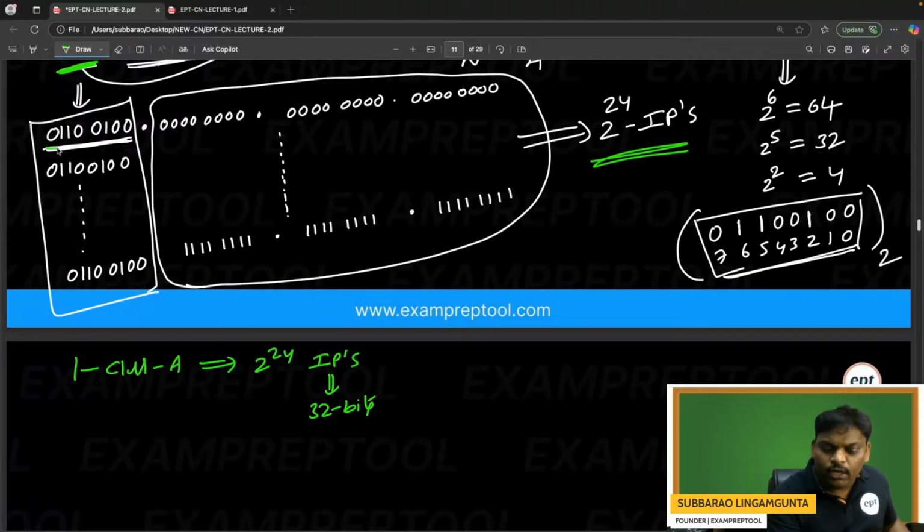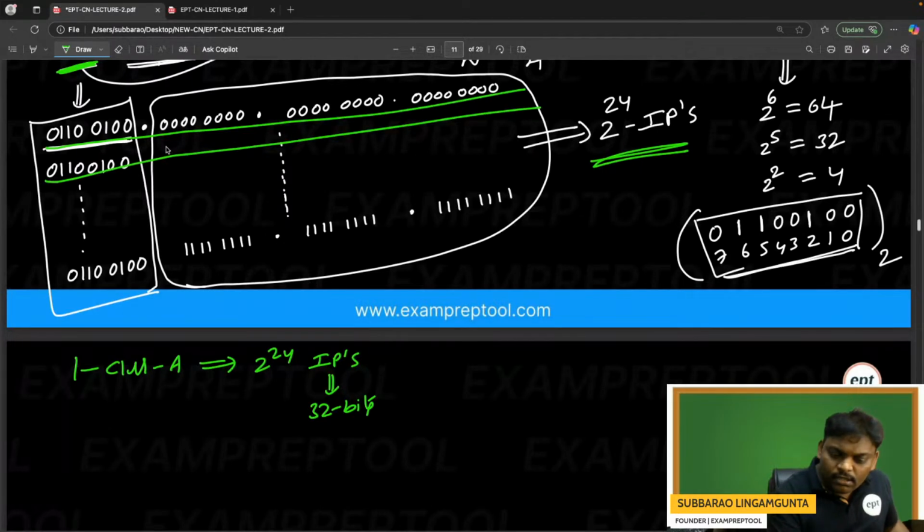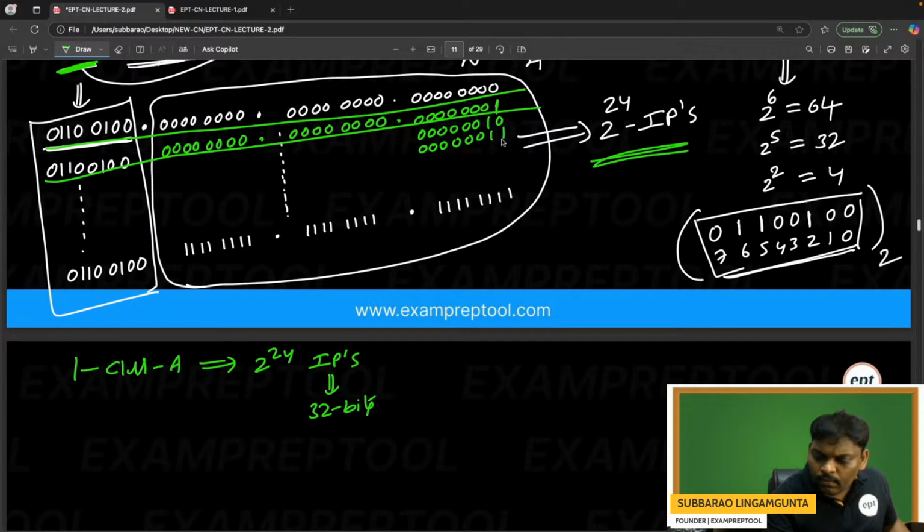You have to read all. See, this is one IP. This is one more IP. Like that, this is how it goes from all zeros to all ones. So what is the meaning? After 0, the next one will come, in binary. After 1, 2 will come. After 2, 3 will come. It will continue like this.